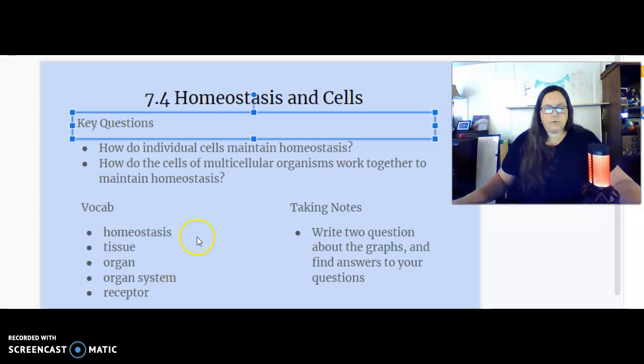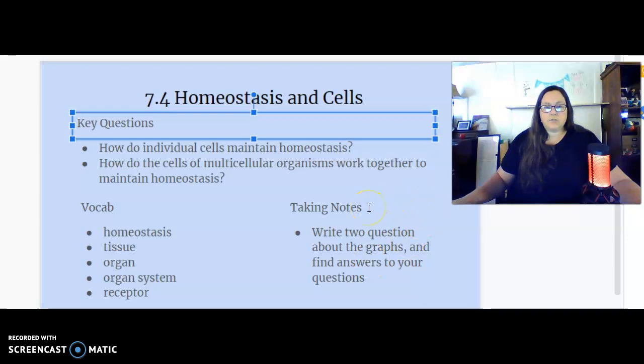Some vocabulary words that you need to write down in your notebook. Get the definition for homeostasis, tissue, organ system, and receptor. We're going to talk about those things. If you happen to look them up online, please type in the word biology afterwards. Homeostasis, biology. Tissue, biology. You want to make sure you're getting the right definition. There are a lot of definitions for tissue. We want to make sure we get the biology definition.